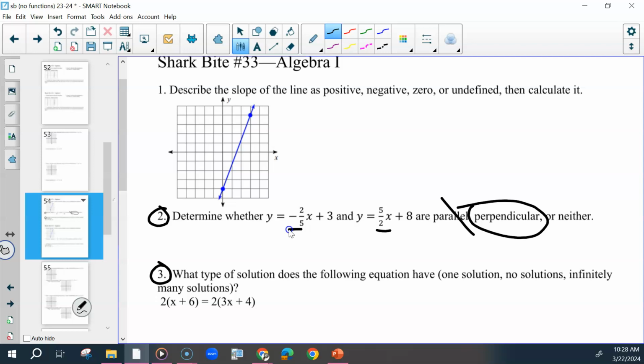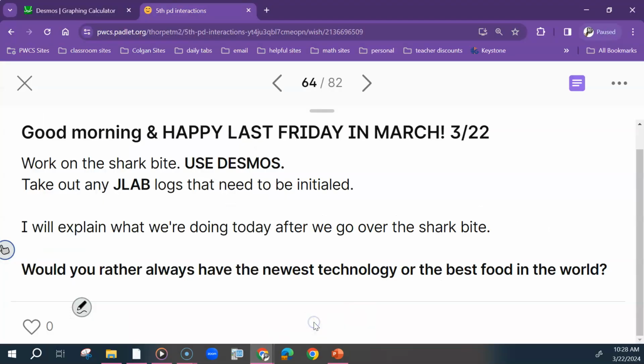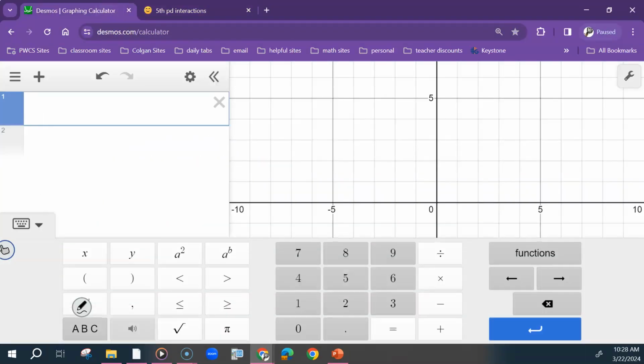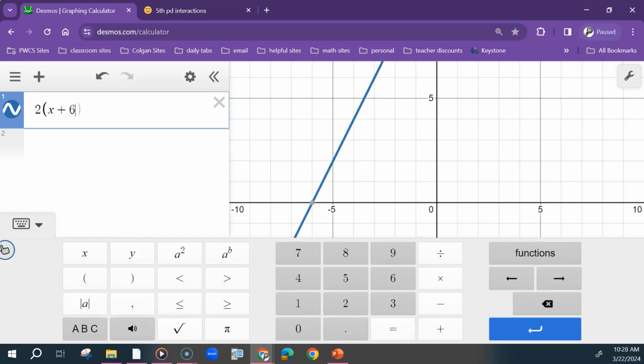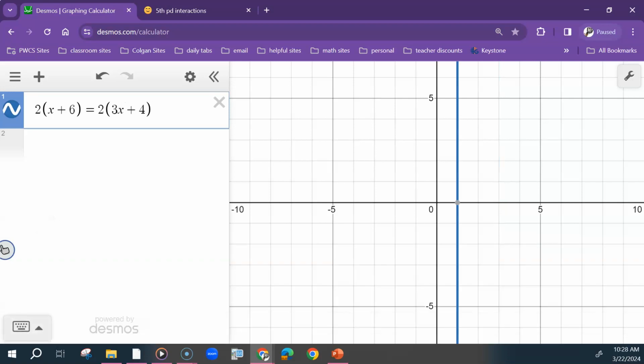Number 3, if we put that into Desmos, you would see that you get one solution where x is 1. So one solution, x equals 1.